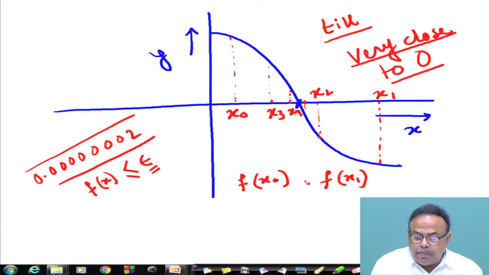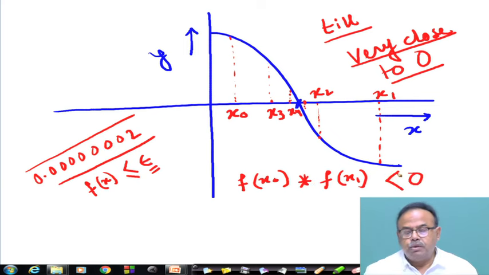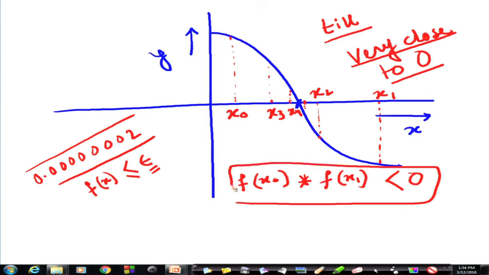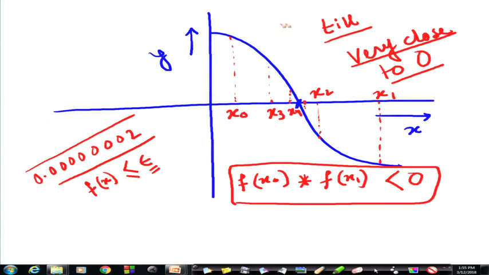If I take the product of this, then obviously if they are of opposite signs, the product will be negative, that is less than 0. So, at every point we check whether the product is less than 0. If there is no root, suppose it goes like this, then I will not find any point where they are of opposite signs. So, that is the basic idea of the bisection method.